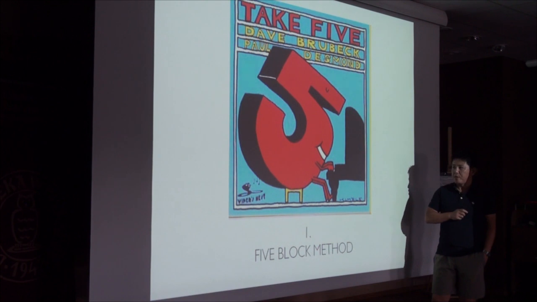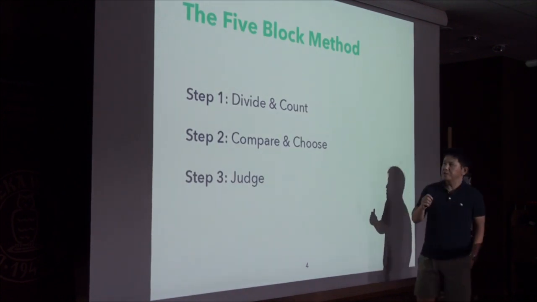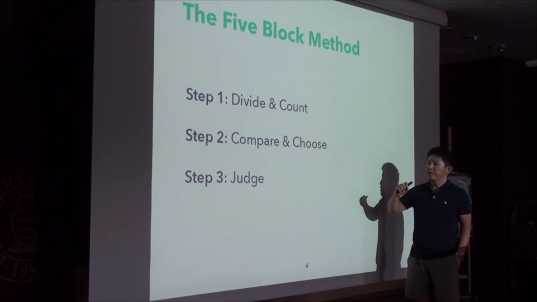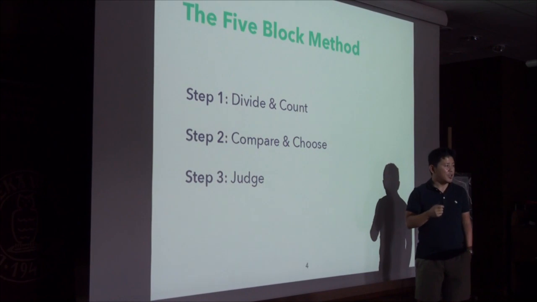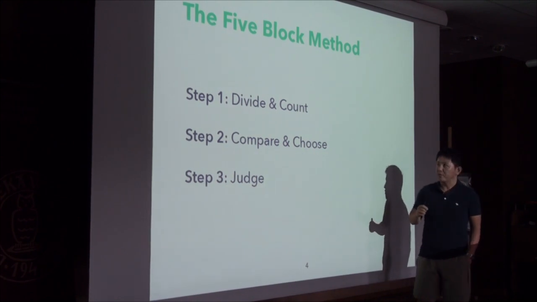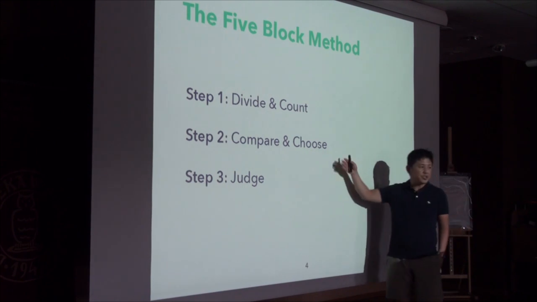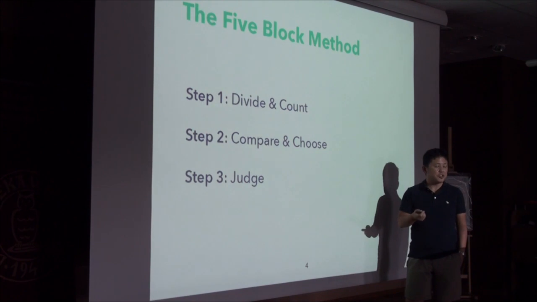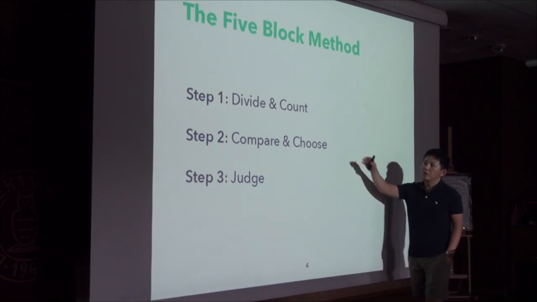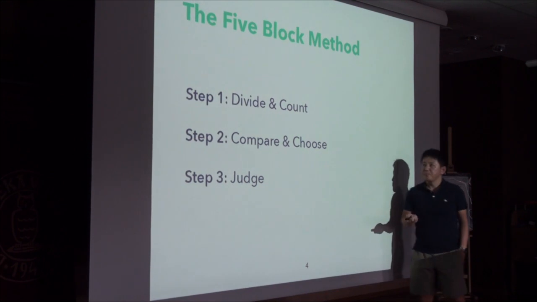So the 5-block method. The key to the 5-block method is these following three steps. Step 1 is to divide and count. Divide the hand into parts and count the number of blocks. Step 2 is to compare and choose. And step 3 involves judging some exceptional situations. I'll talk a little more about each of the 3 steps in detail.